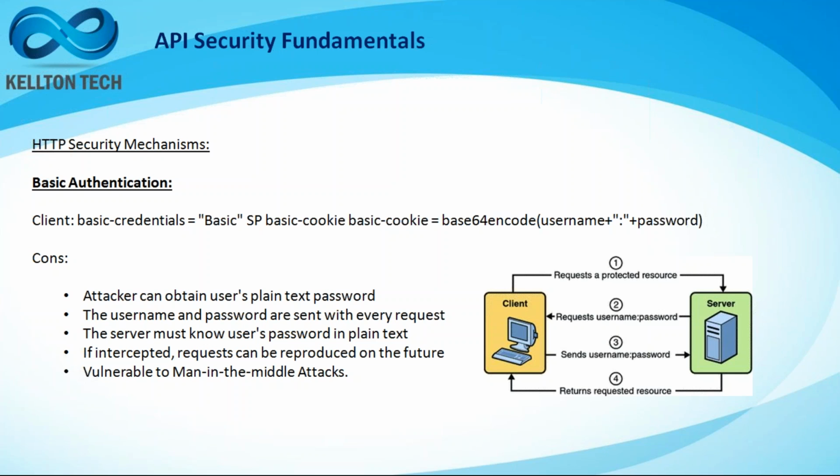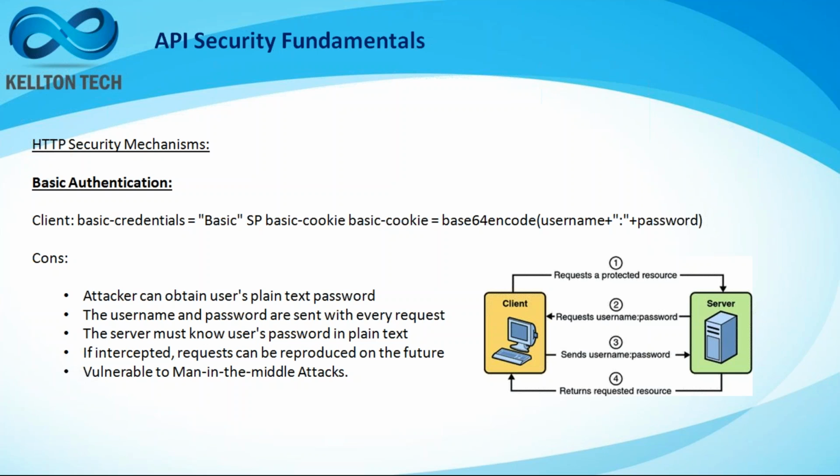So when it is sent over the wire in the HTTP model, any attacker who wants to intercept the request will easily be able to see the user ID and password in plain text, and so he can replay the attacks. He can replay the request going forward, which is a threat for our API. We don't want to do that.